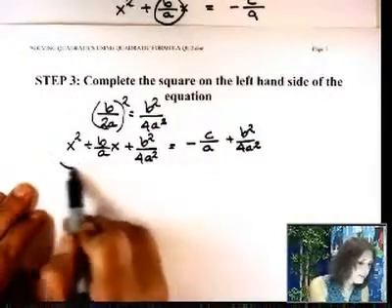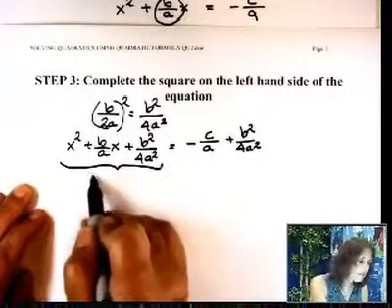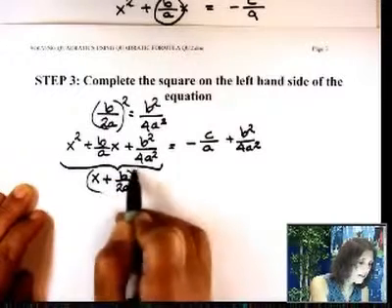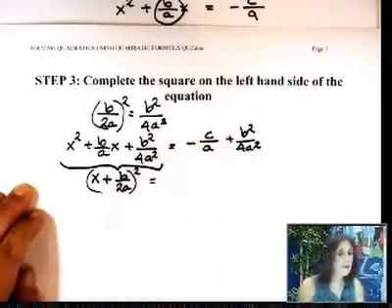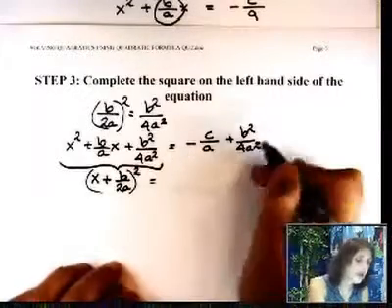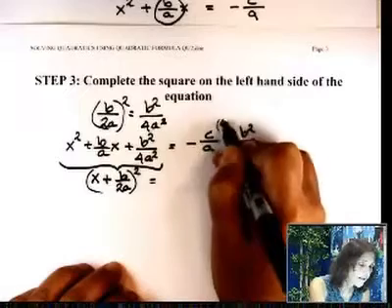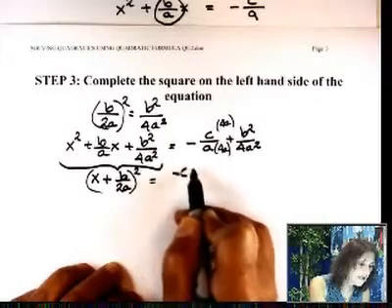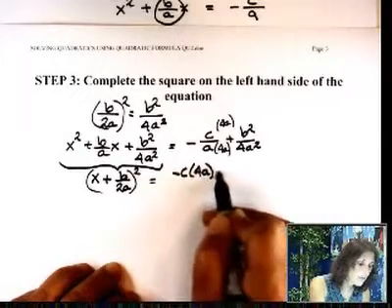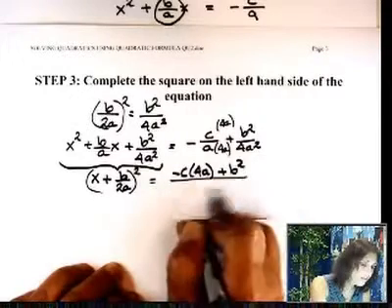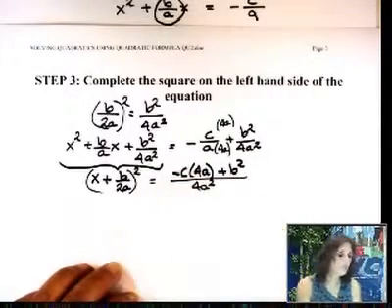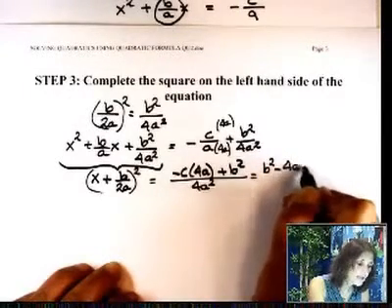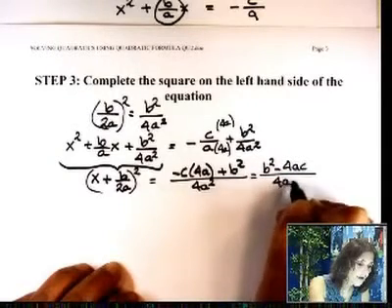Now, this became the perfect square of x plus b over 2a. Now I need to put it in the same denominator. What am I missing? I'm missing 4a. Rewrite negative c as negative 4ac over 4a squared, plus b squared over 4a squared. Let's make this pretty. Put this first: b squared minus 4ac over 4a squared.